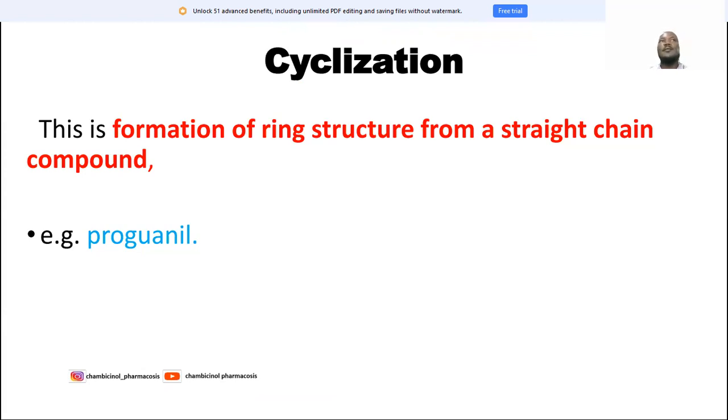Another part of the phase 1 reaction is cyclization. From the word itself, something that was in a linear chain is converted into the cyclic form. So the parent drug will be in linear form, then it will undergo chemical alteration in the body, and then it is converted into a cyclic compound. For example, one of the drugs that is a prodrug is proguanil, which is converted into cycloguanil. Cycloguanil is in ring form, while proguanil has a linear chain.